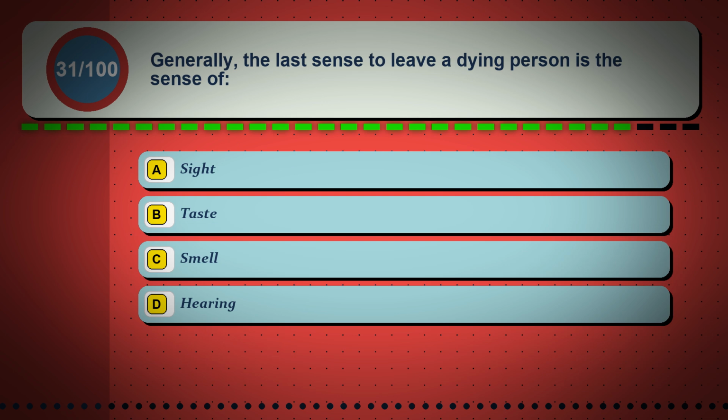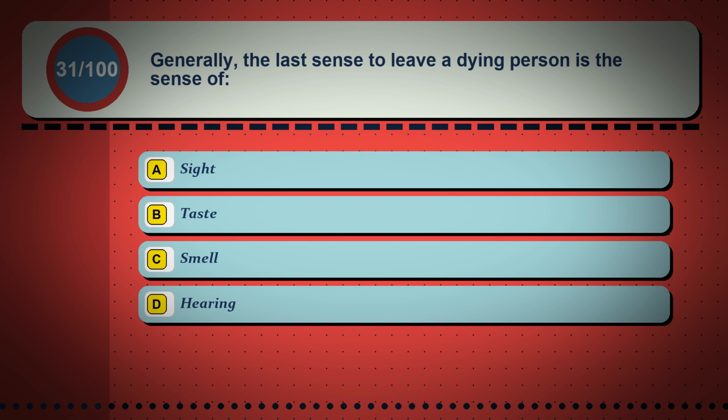Question 31. Generally, the last sense to leave a dying person is the sense of: Option A, sight. Option B, taste. Option C, smell. Option D, hearing.